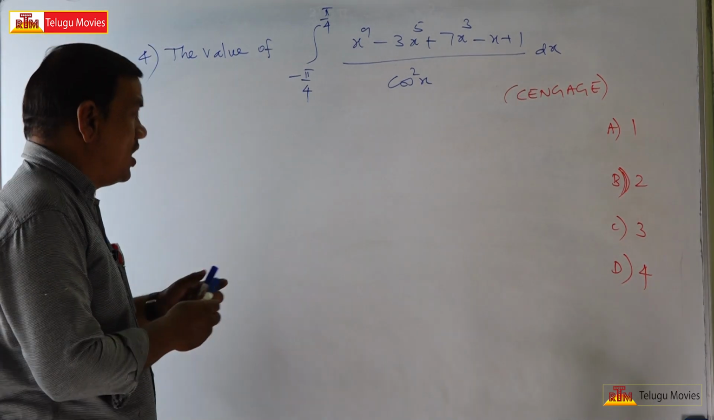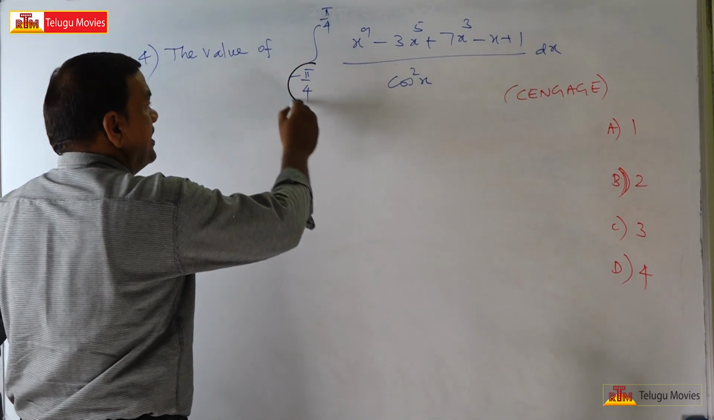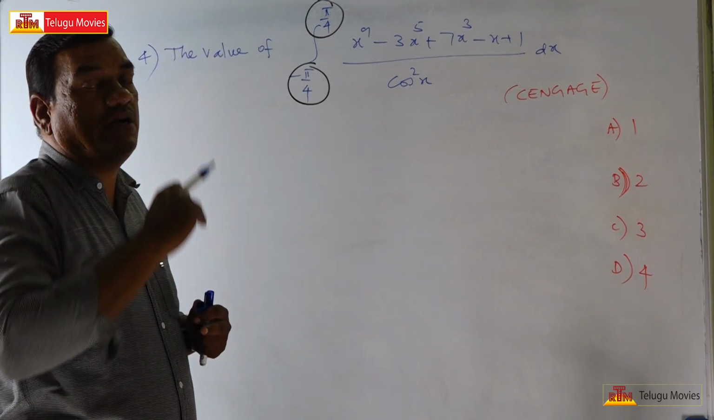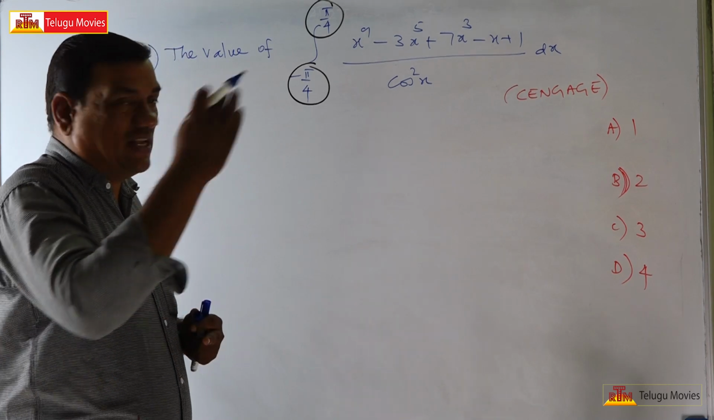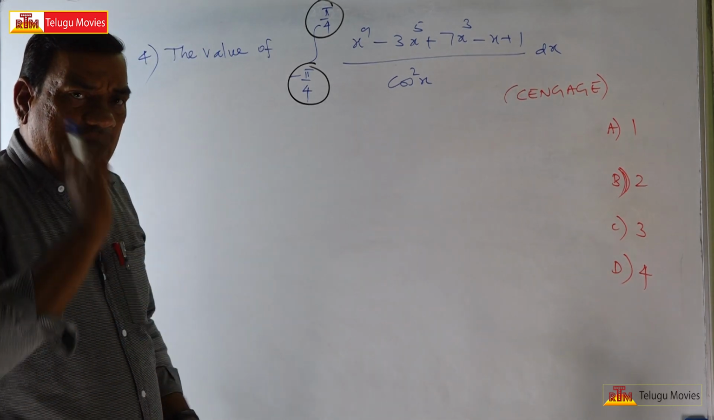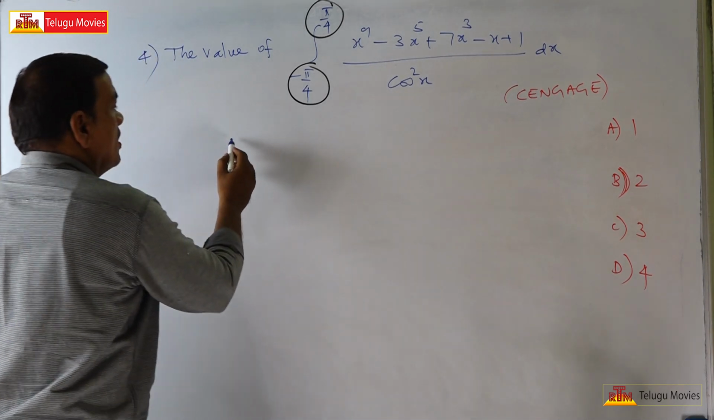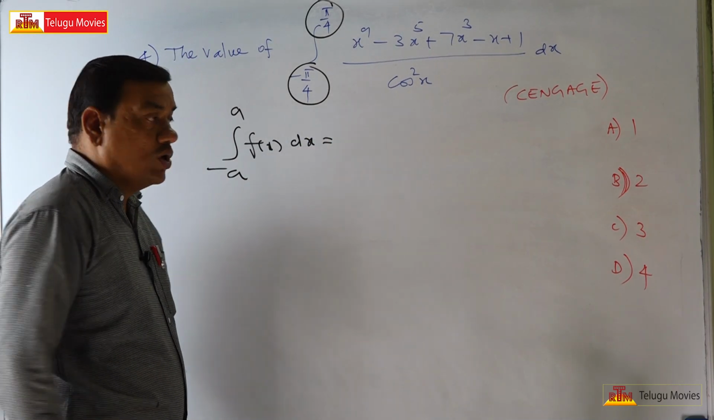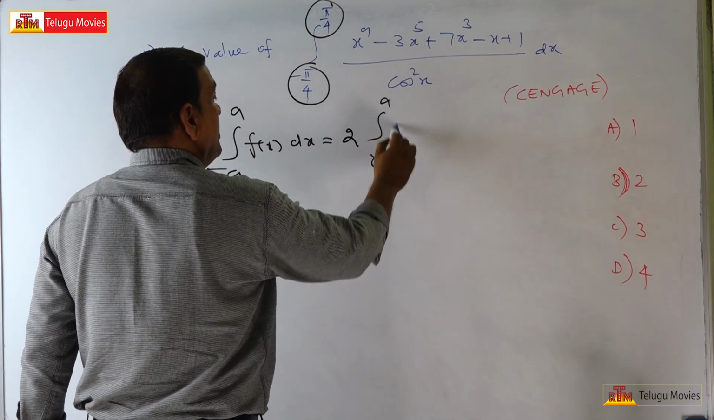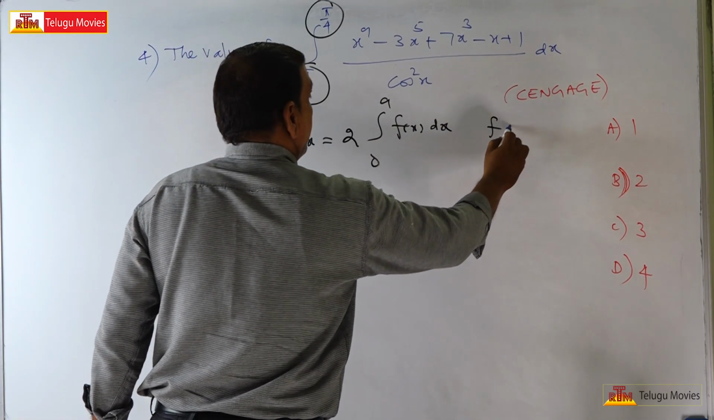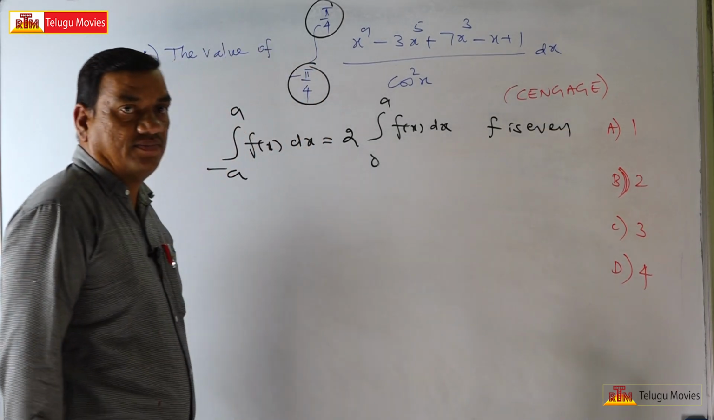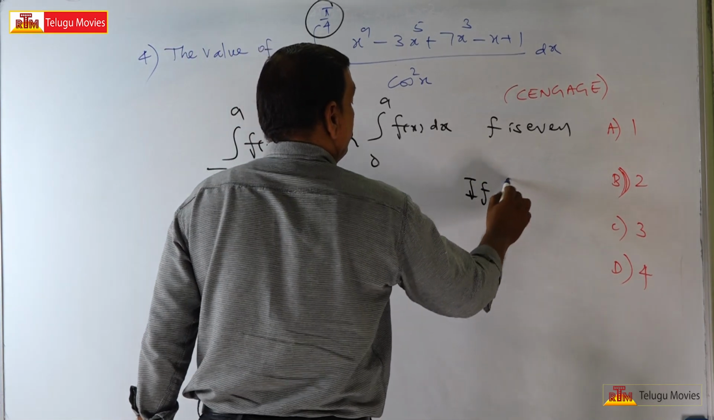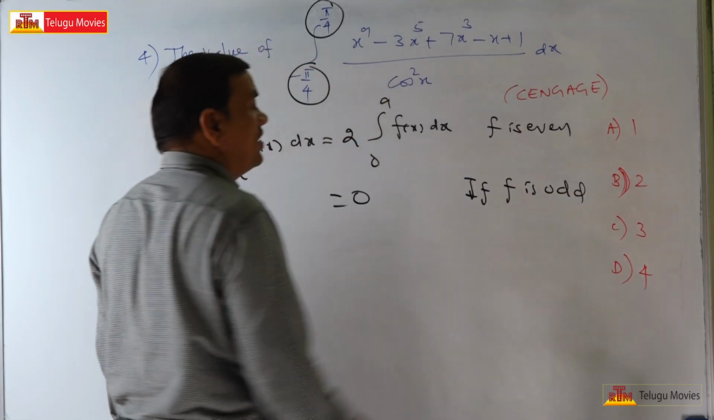Whenever you observe limits like minus pi by 4 to plus pi by 4, minus a to plus a, minus pi by 2 to plus pi by 2, minus pi to plus pi, whatever it may be, if it is minus a to plus a, immediately you should recall one formula: the integral from minus a to a of f of x dx is equal to 2 times the integral from 0 to a of f of x dx if f is an even function, and simply 0 if f is an odd function.